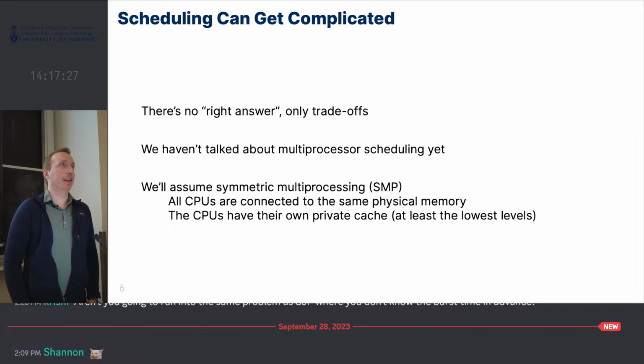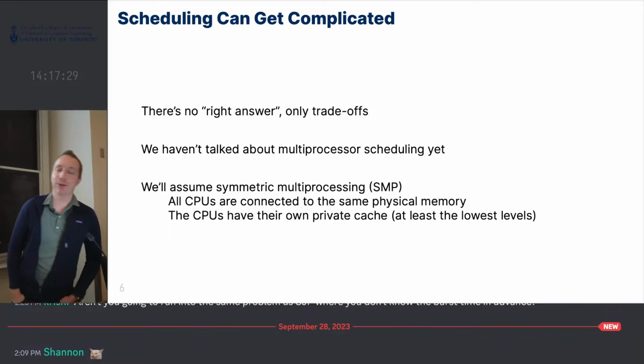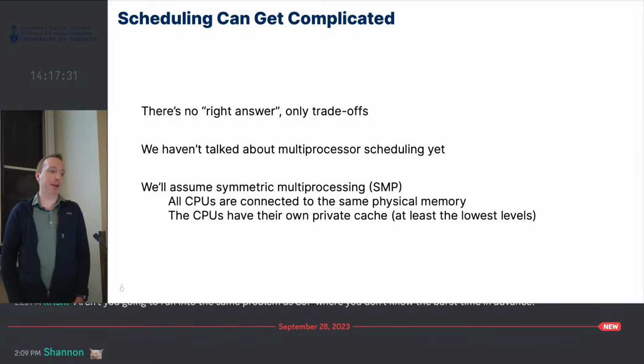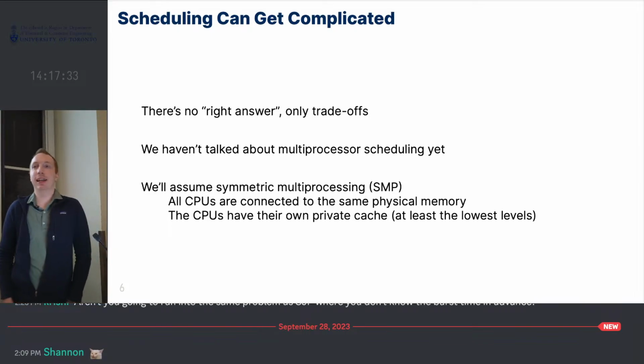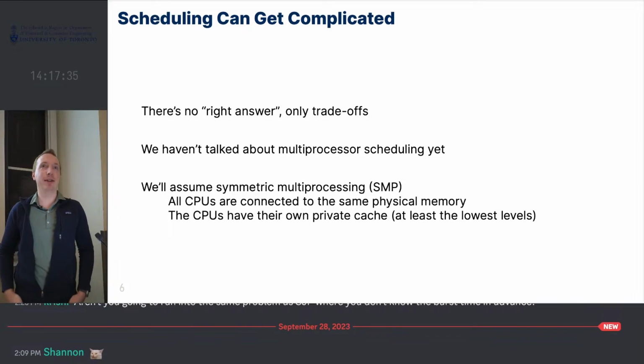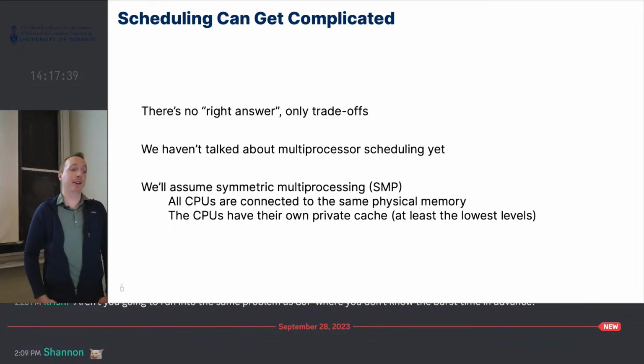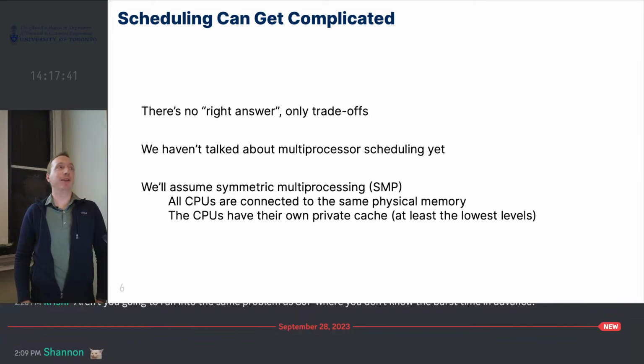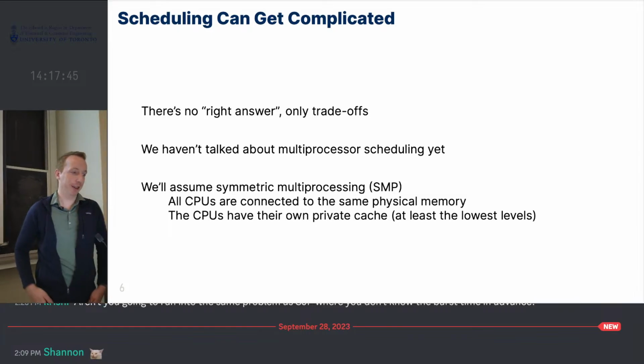So, like that probably sounded, there's no right answers here. It can get as complicated as you would like, and we haven't talked about scheduling for multiple cores. So far, we've only talked about scheduling on a single core. So you might imagine this gets even more complicated and even more fun.